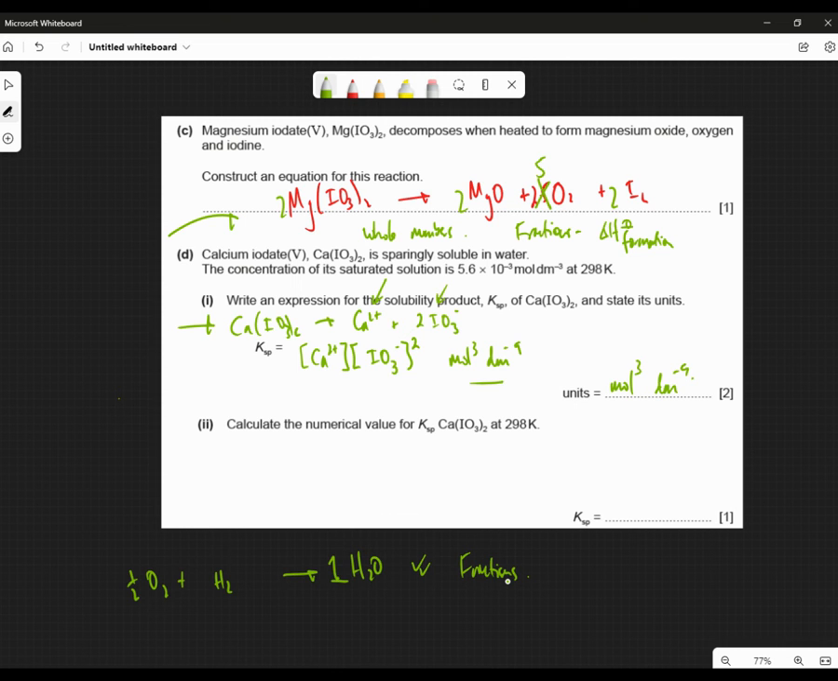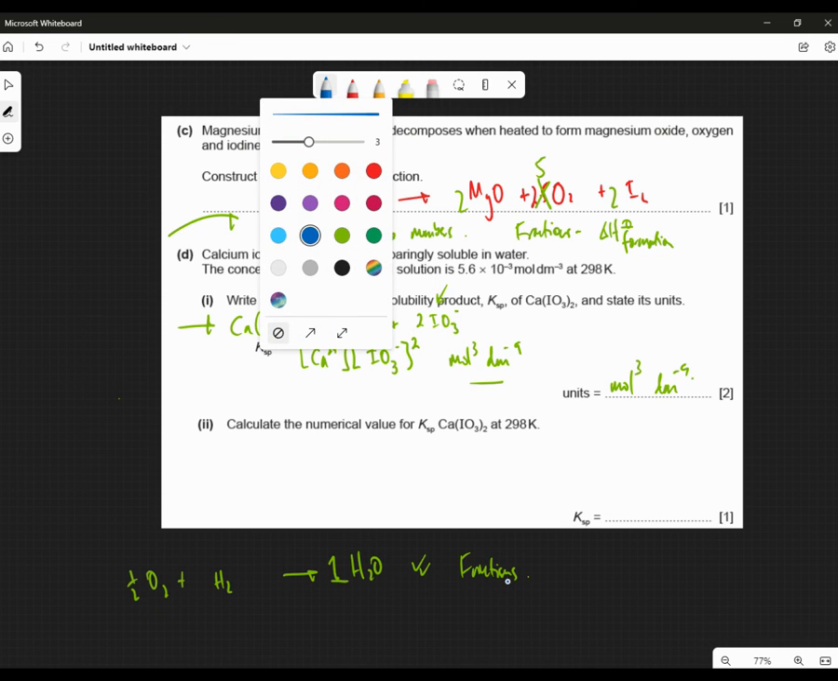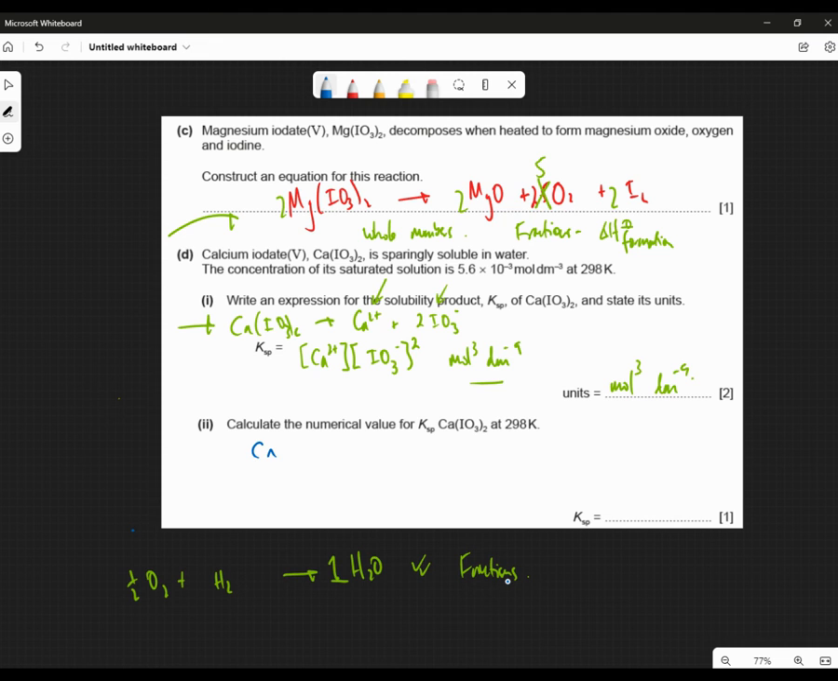Okay, and what's the numerical value of Ksp at 298K? This one could be tricky as well. So let's get a nice blue, different color here. Honestly, I would always write this out, even though I've already written it above, because if you write this out, things become clear.